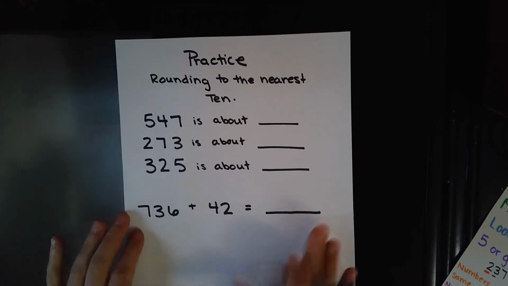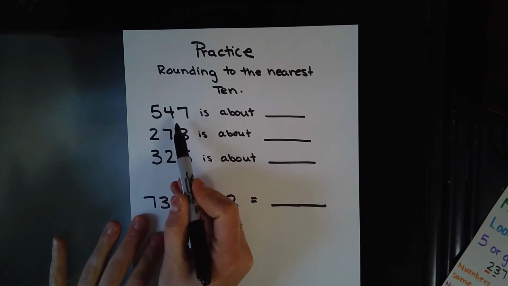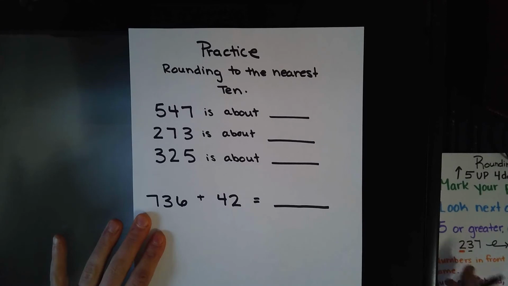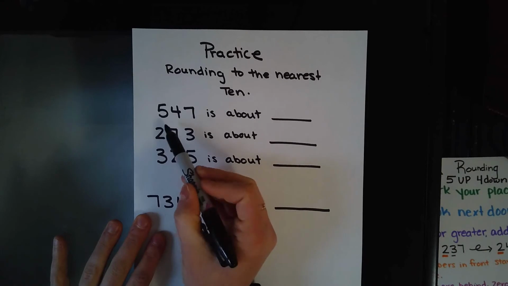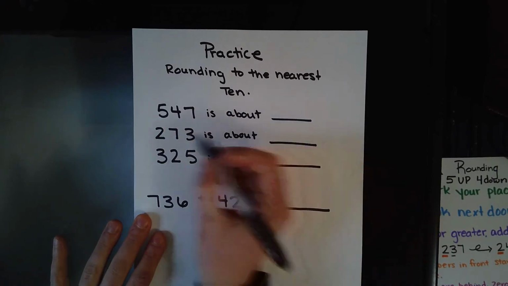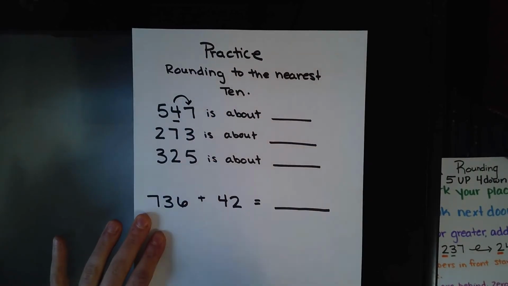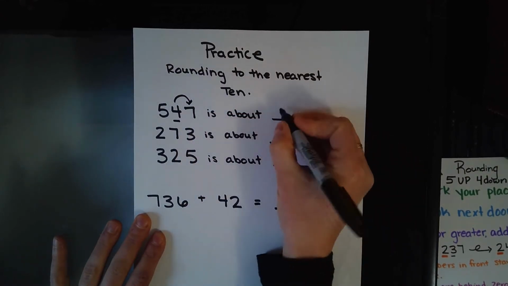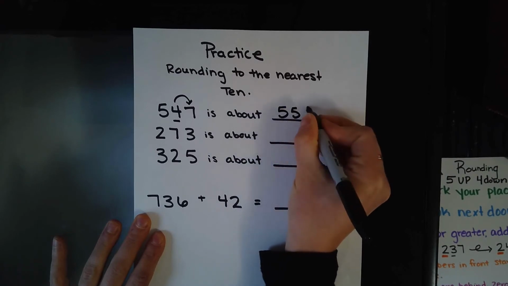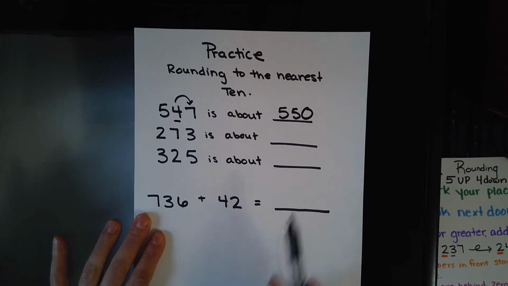So, round to the nearest 10. The number is 547. I'm going to have that just right here so you can kind of still see 5 up, 4 down. 547 is about, so I want to mark my place. I'm going to look at the back door. It's a 7, 5 up, 4 down. 7 is greater than 5, so I'm going to round up. So 550. 547 is about 550.